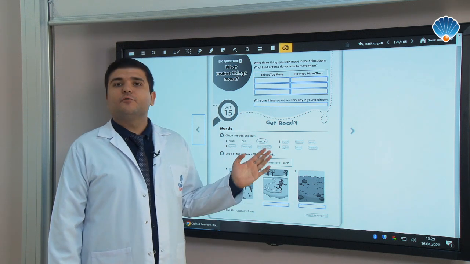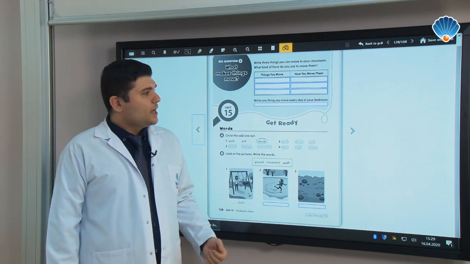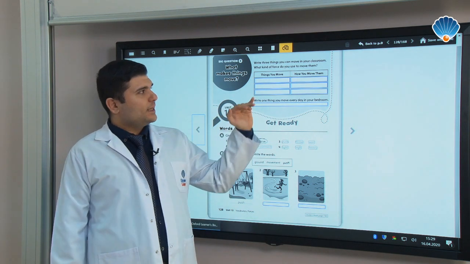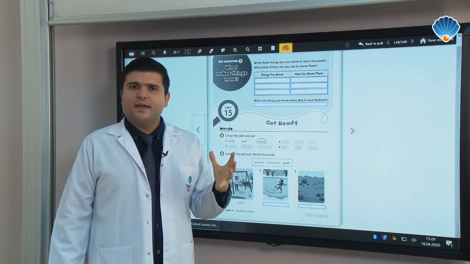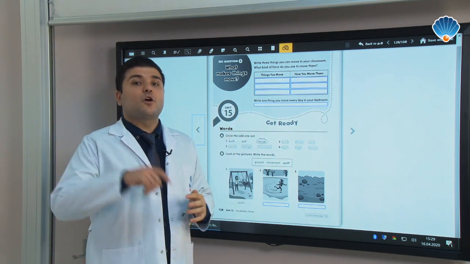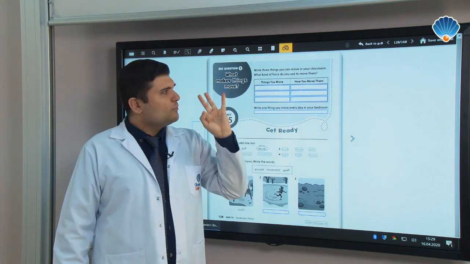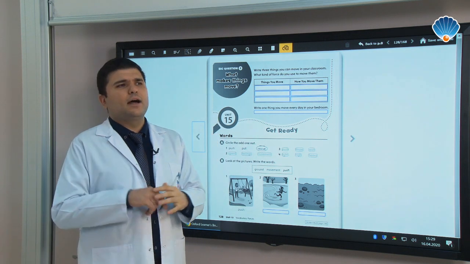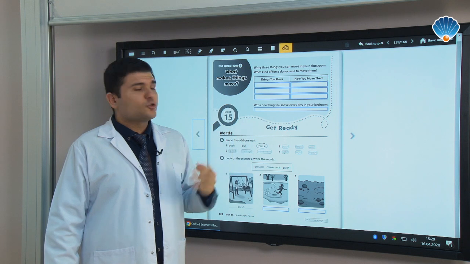So we will go on with the workbook exercises and the reading part. Page 128. Now let's listen. We have a kind of chart here, but I want you to think and fill in this chart with your own ideas, okay? Write 3 things you can move in your classroom or at your home, it doesn't matter. What kind of force do you use to move them?